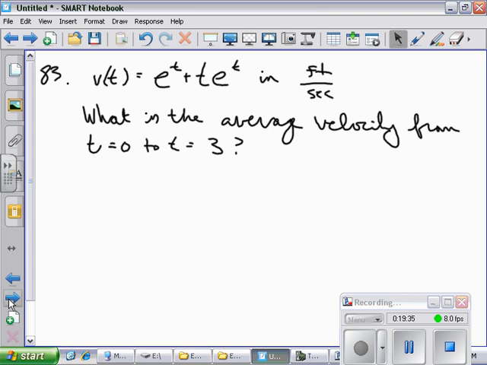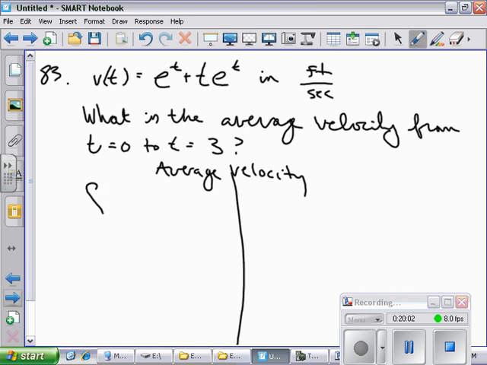Okay, the average velocity is a tricky one, guys, because there's two ways to get it. If you're given the velocity, you want the average. I don't care what the function is. You've got the function. You want its average. Which formula do you use? The average value of a function. So one way to get the average value is to take the definite integral of the velocity from a to b over b minus a. So this is what you need to do here because you're given the velocity.